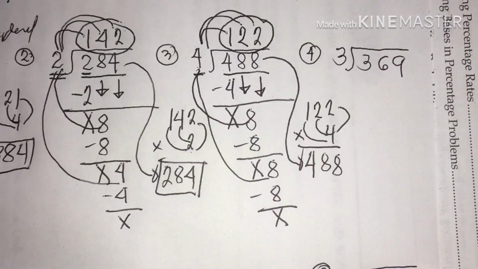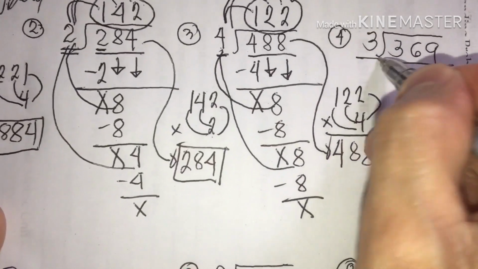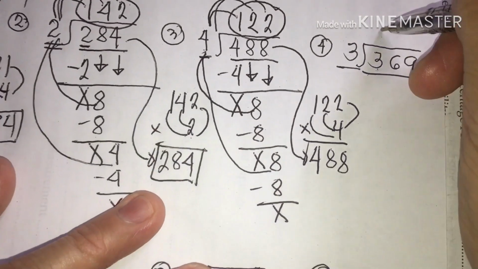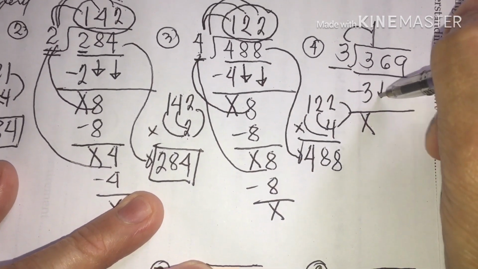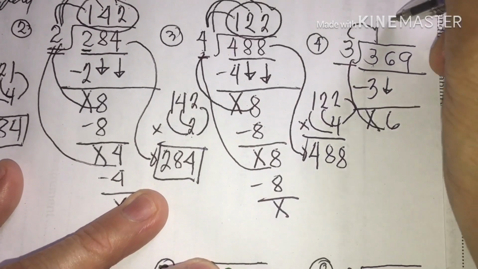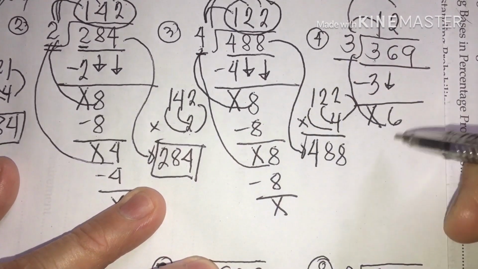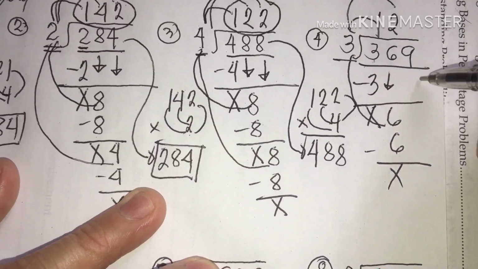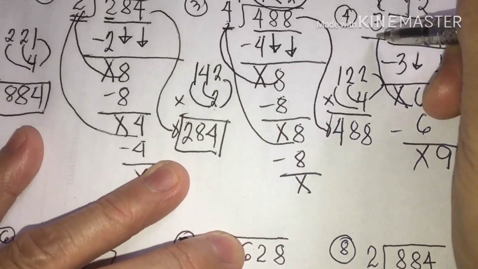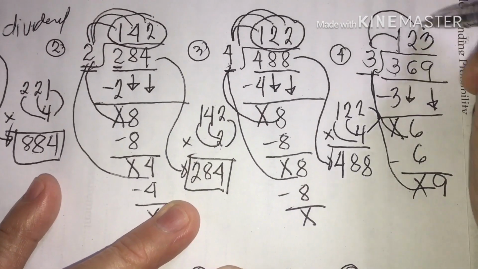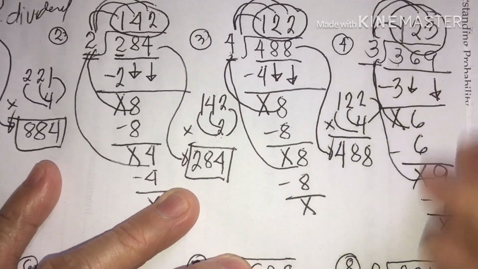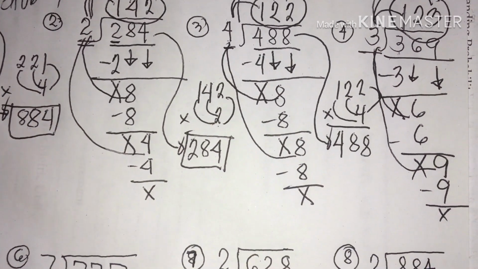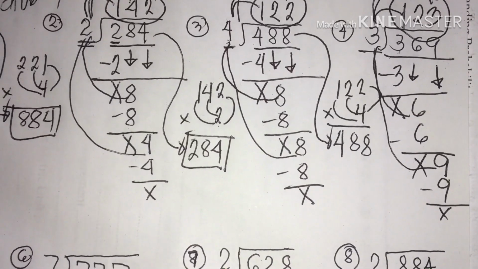Number 4. 369 divided by 3. 3 divided by 3 is 1. 1 times 3 is 3. Subtract, that is 0. Bring down 6. Next, divide by 3. Our answer is 2. 2 times 3, our answer is 6. This is 0. Bring down again 9. Next, divide by 3. The answer is 3. 3 times 3 is 9. So our quotient is 123. So, I'm going to check 123 times 3, that was number 4.